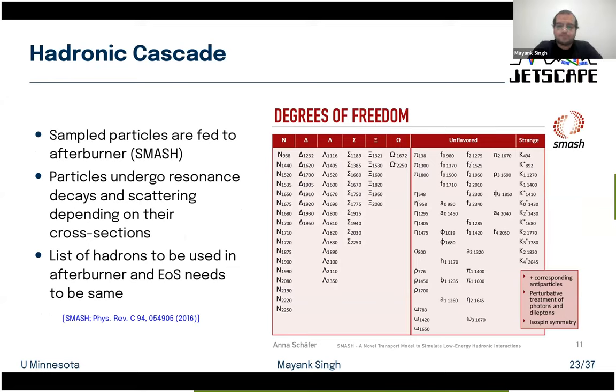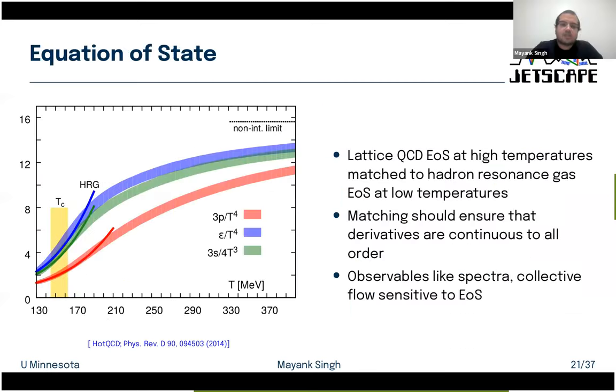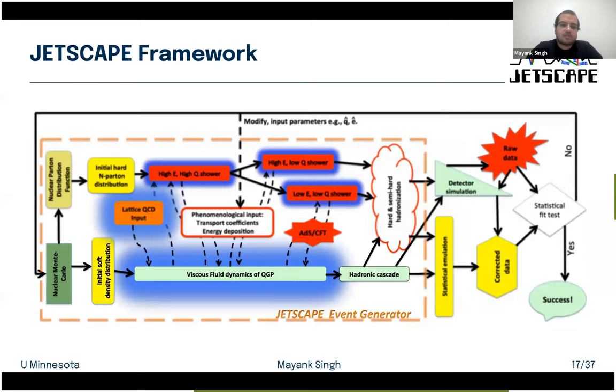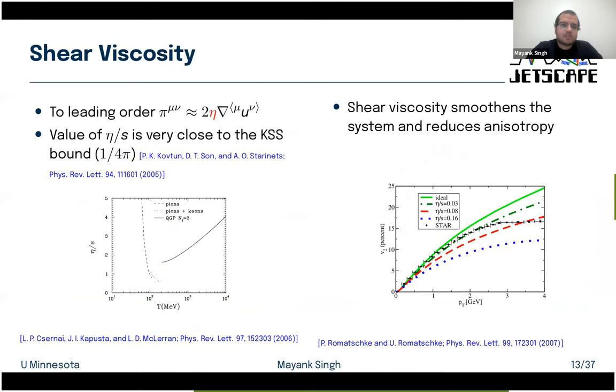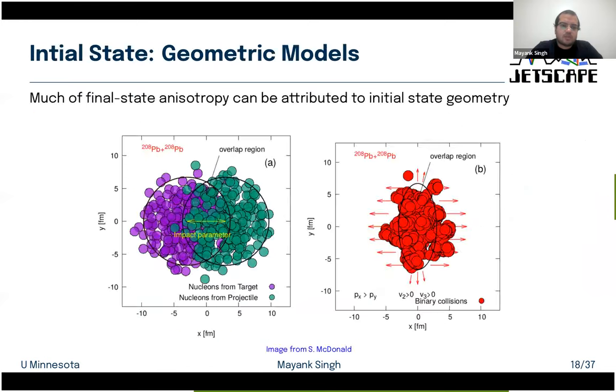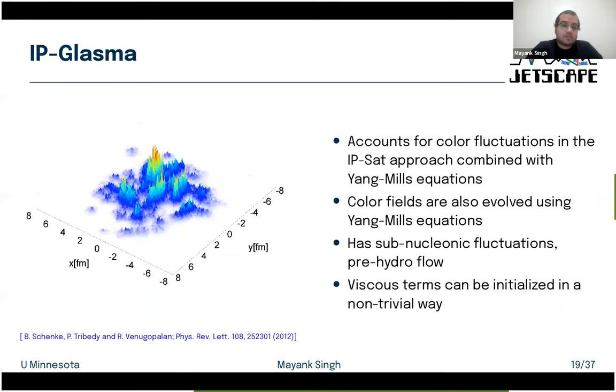Yeah. Okay, there's one more question. How important is the inclusion of a pre-equilibrium phase before hydrodynamics? It is important. I don't have any slides to show the effect on observables, but especially recent Bayesian studies have shown that the data favors models with pre-equilibrium flow.